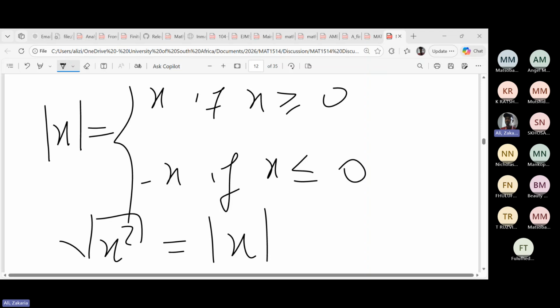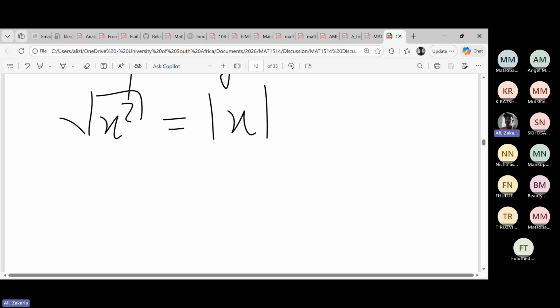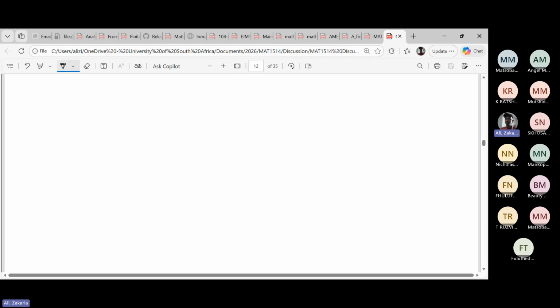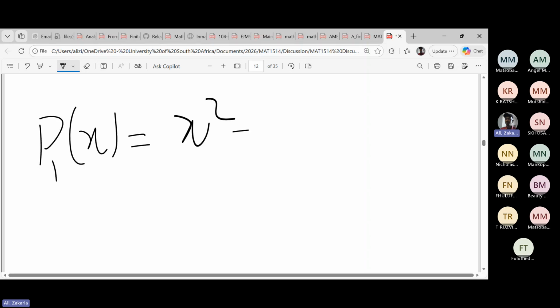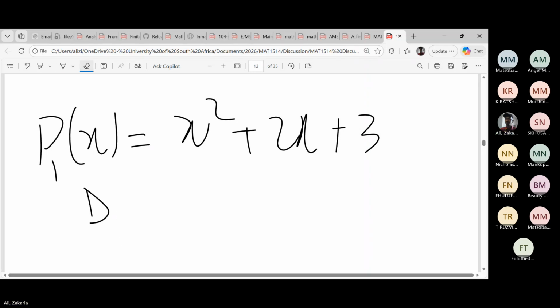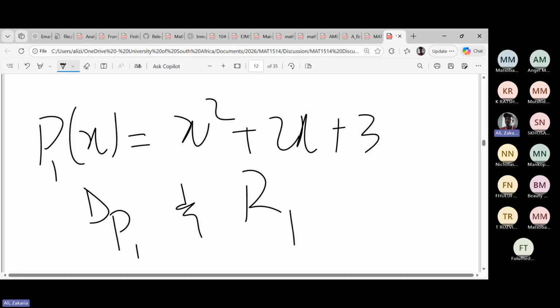So now, going forward, in terms of domain, range, and function, and one-to-one function, we are settled, right? Another way of saying it: let's say I'm giving you a function called p1 of x, given by x squared plus 2x plus 3. I can literally ask you to find the domain, Dp1, and also find the range, Rp1.